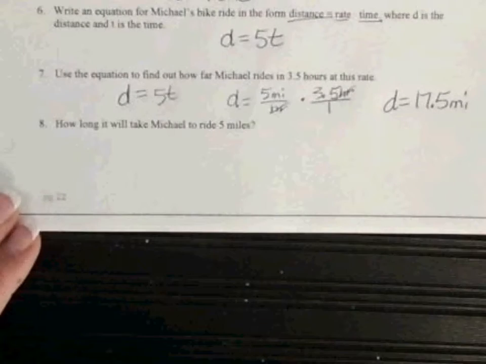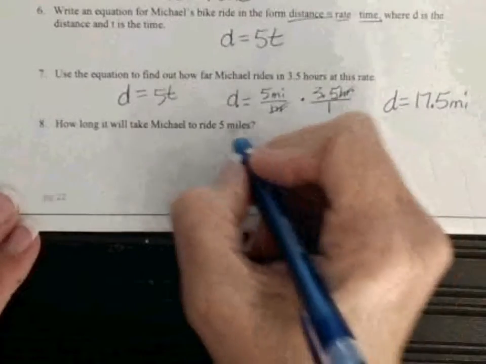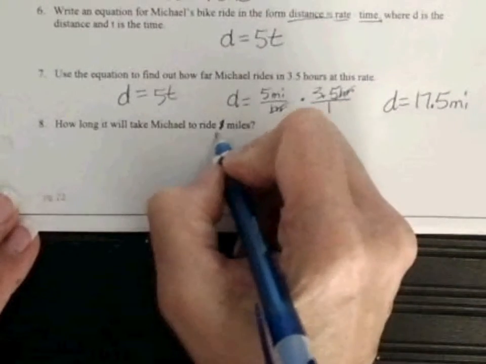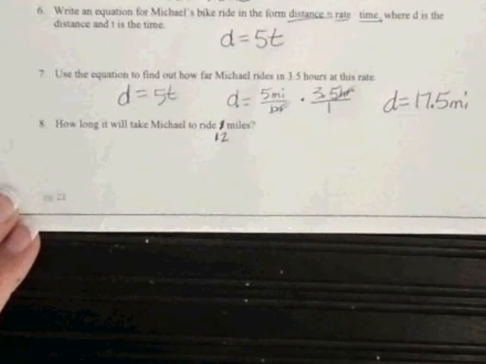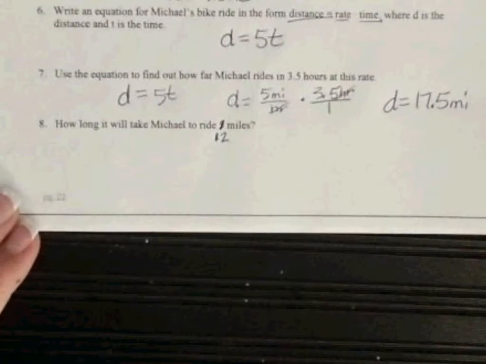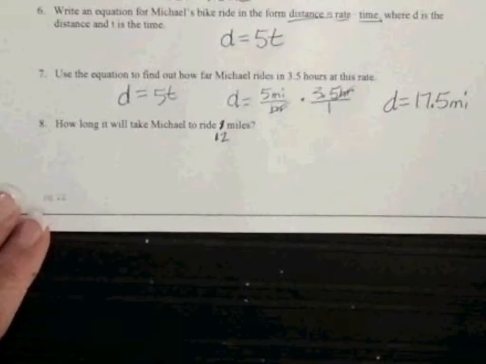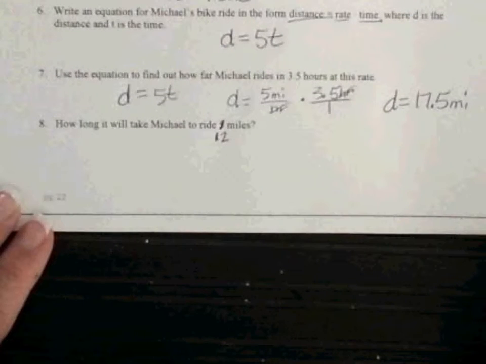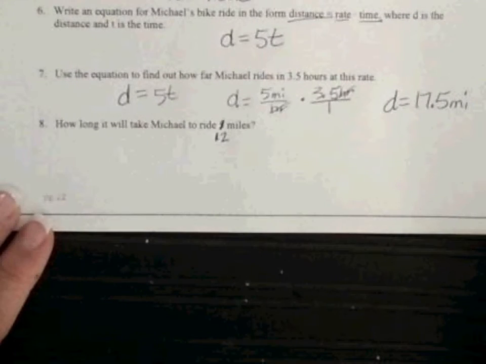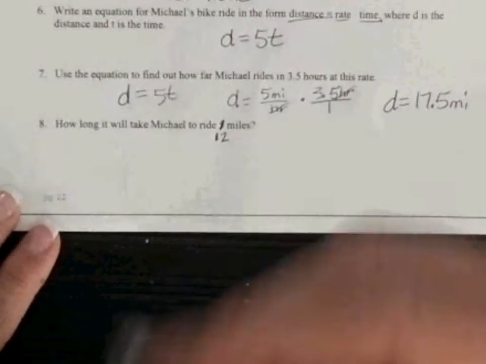Now on our last one, I know none of y'all got this because this is a typo. This 5 should be 12. That would have been too easy, right? 1 hour. We'd already figured that out like 4 times. Why are they asking us again? Yeah, 12 miles. How long will it take him to ride 12 miles?